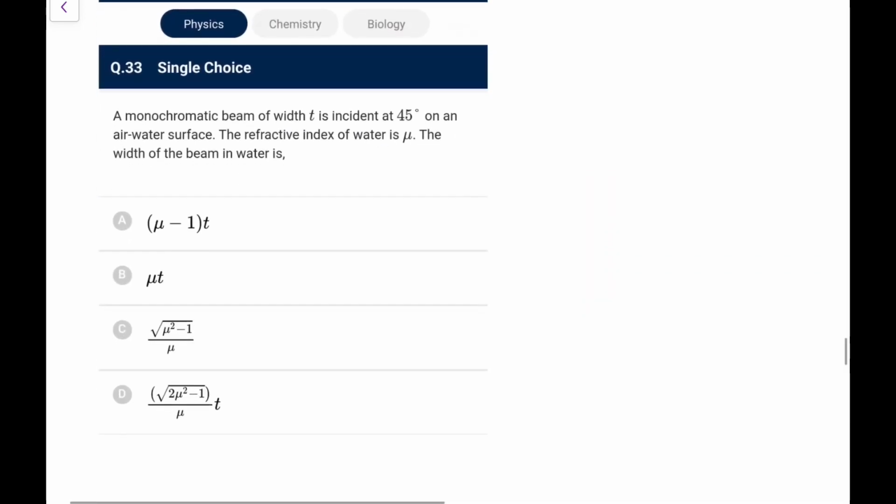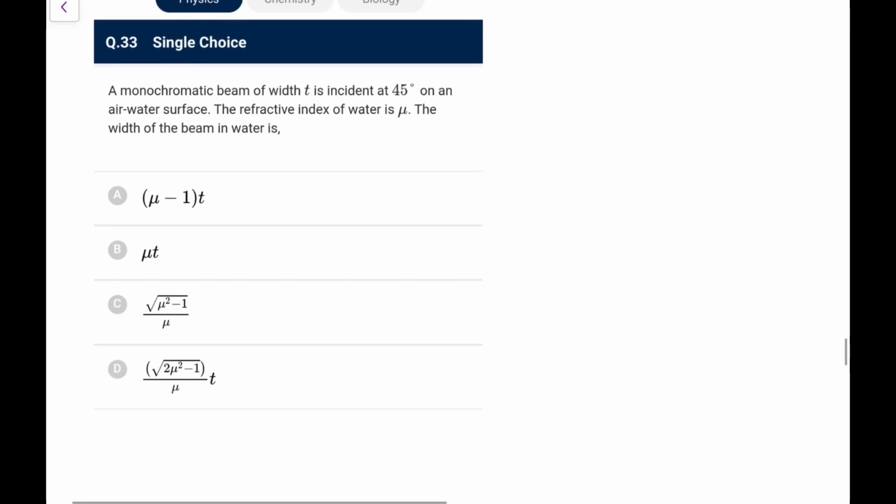Next, a monochromatic beam of width T is incident at 45 degree on an air water surface. The refractive index is mu. The width of the beam in water is. So what happened to the width of the beam? So let's see like this. This is how it is entering. Let's say like this. This width that we had, we talk of this perpendicular distance, this is T.